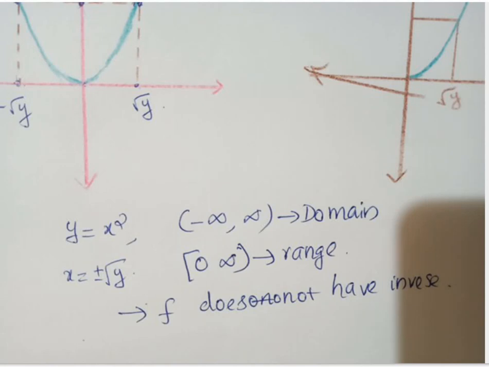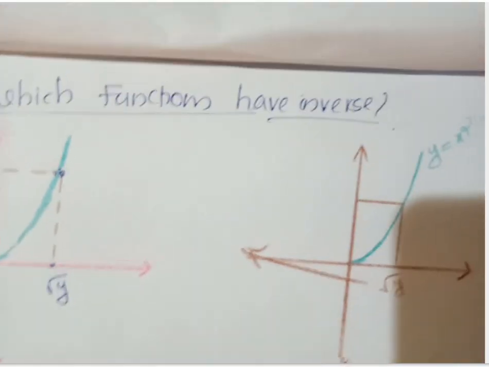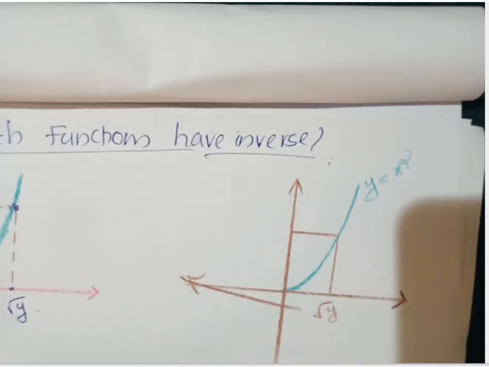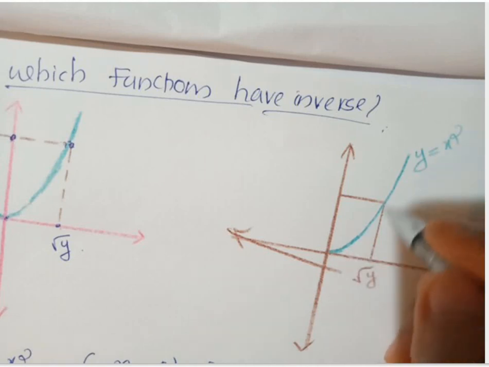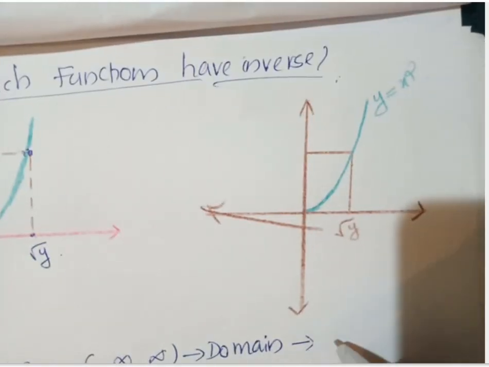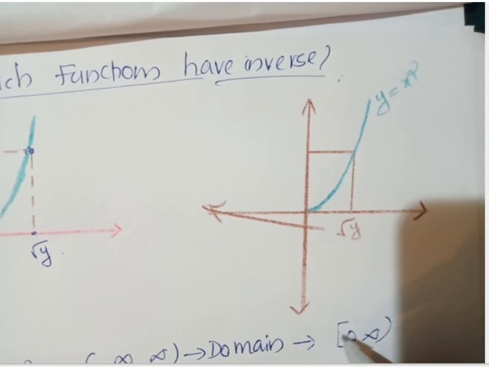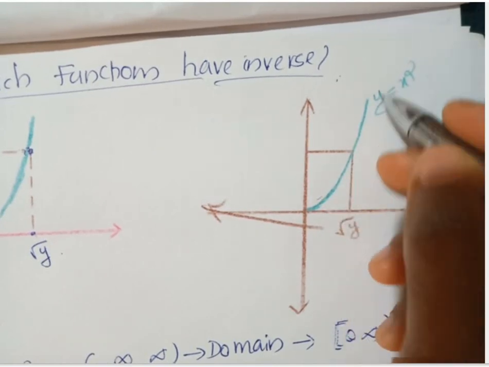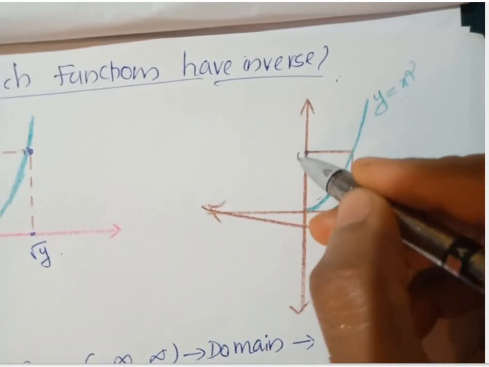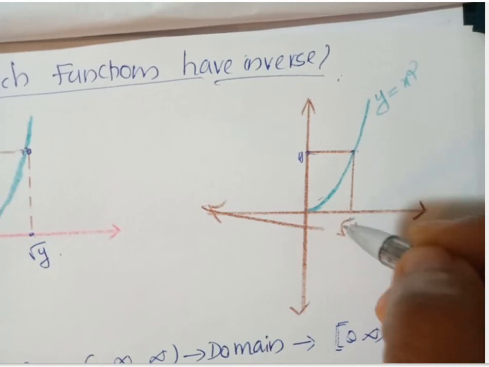we consider this graph y equal to x square. If you restrict this, this is the same function, but I am taking the domain restricted to 0 to infinity. And this will be the graph. Then if you take a point y, then this will be root y.